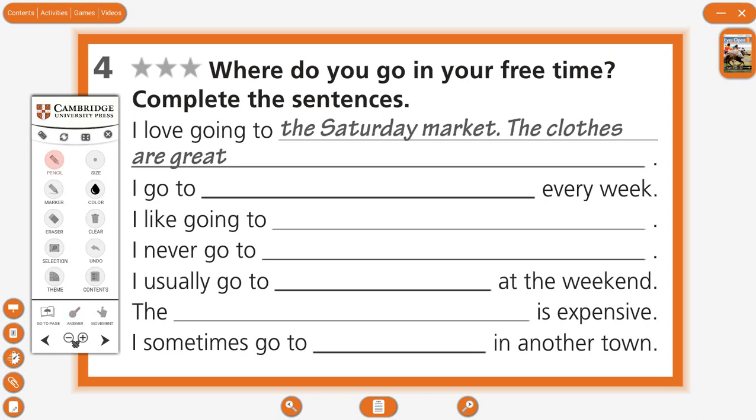For example, I write here, I go to the cinema every week. I like going to the bowling alley or museum. You can answer, you will write your answer. It's my answer. Please don't write my answer in your workbook. Bowling alley. This is my answer.